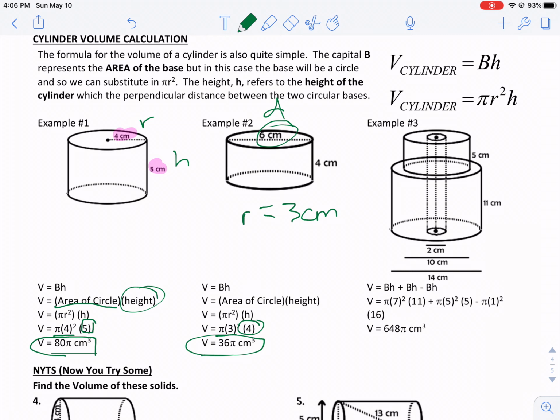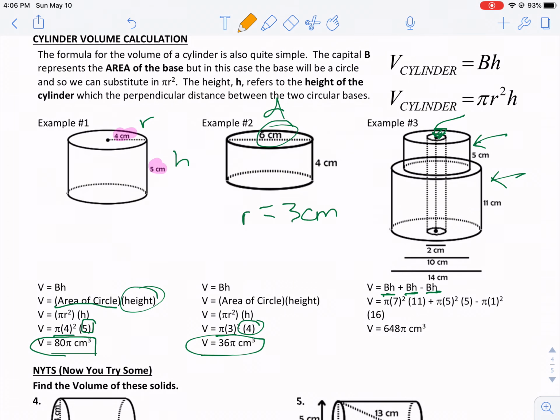Now, the third one's a little bit tricky. We have this whole part, or this cylinder, cut out of the middle. And we have a big cylinder on bottom with a slightly smaller cylinder stacked on top. And unfortunately, they all have different radii, so we're going to have to take the big cylinder plus the medium cylinder minus the inside cylinder.